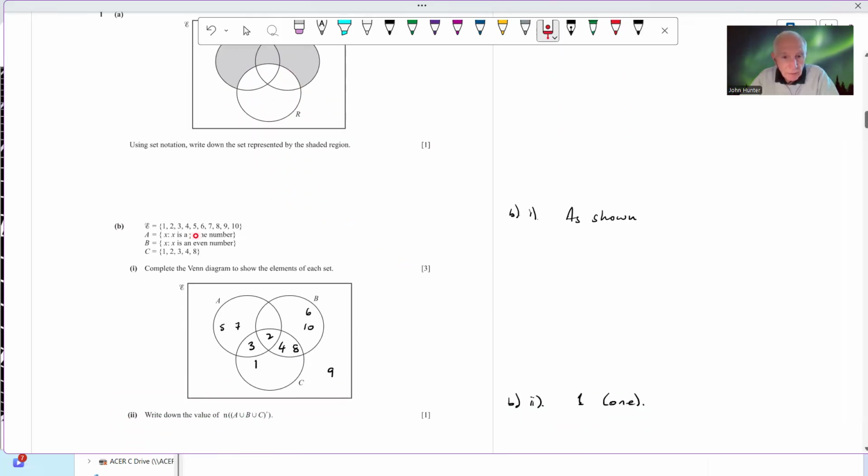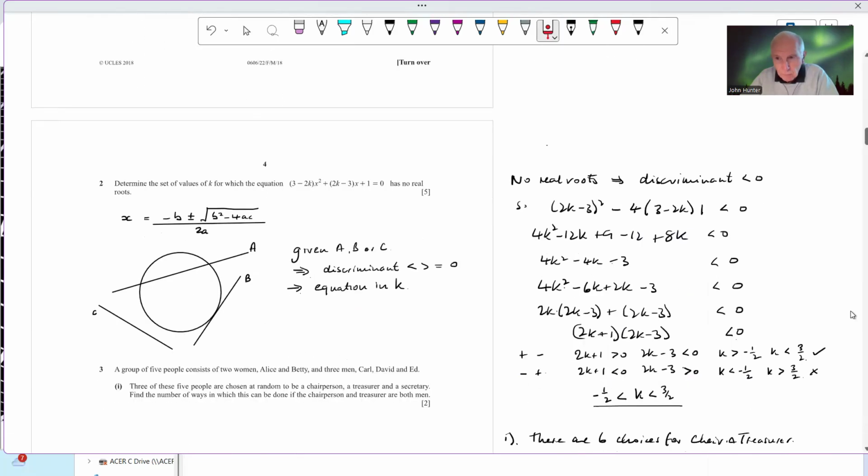Part B, it says basically complete the Venn diagram with all the elements of these rules here. And which is what we've done there. It says write down the value of the number of items in (A union B union C) complement. So what's the number of items not in the union of those three sets? Well, clearly that's just that element. So the element is 9, and the number of elements is just the one. Right, okay, move along then.